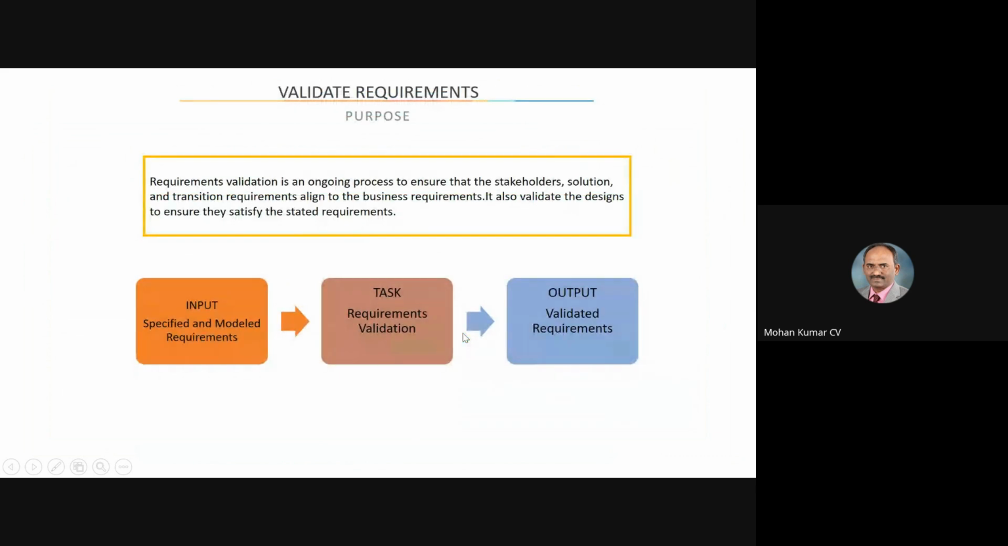Now, validate. That is the difference that we need to look at. Requirements validation is an ongoing process to ensure that the stakeholders', solution and transition requirements align to the business requirements. That is important. It also validates the designs to ensure they satisfy the stated requirements. So whatever you are saying is done, the stakeholder should confirm that. So that is validation.